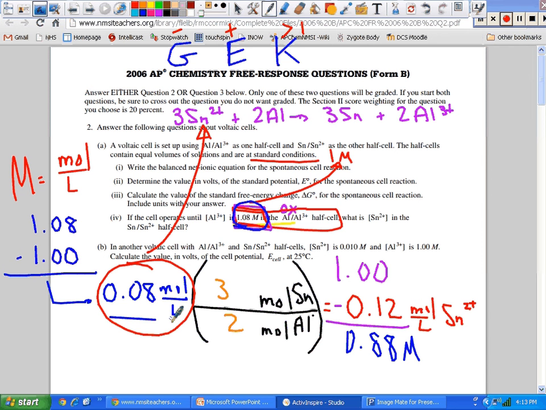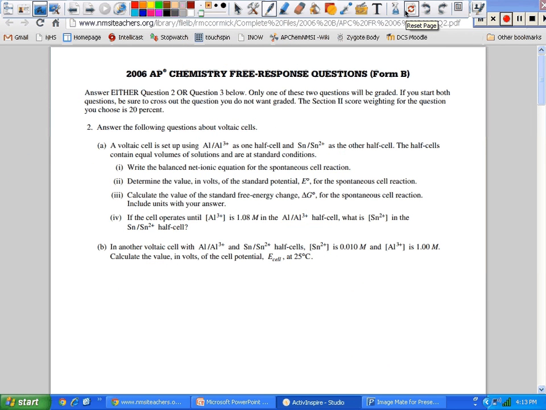All right, this last part. In another voltaic cell with the exact same setup, this time they've changed the concentration of one of the ions. They've changed it of the Sn ion. Are we at standard conditions anymore? What was that crazy thing I kept saying? We are at quasi conditions. We're no longer at standard conditions.